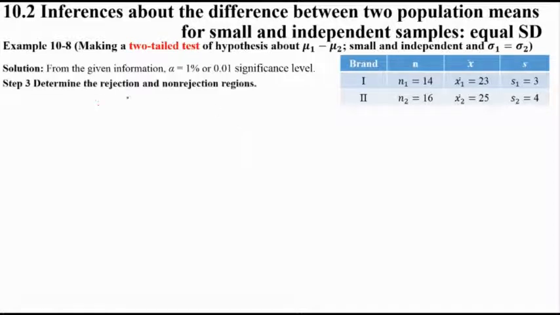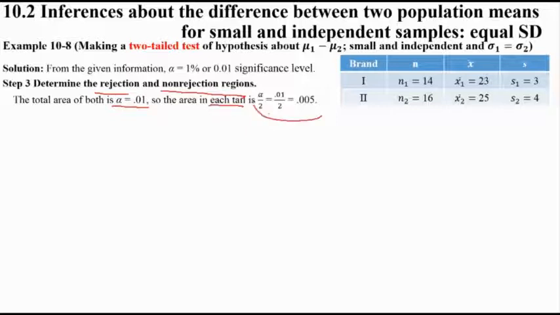Third step, what's that? So we should determine the rejection and non-rejection region. Okay. So they give their significance level 1%, which means 0.01. So both sides, right? So each tail is divided by 2. So 0.005, which is 0.5%. All right, so degree of freedom, we know the formula: N1, the first brand sample size, plus the second brand sample size, minus 2, right? So 28 is the DF.